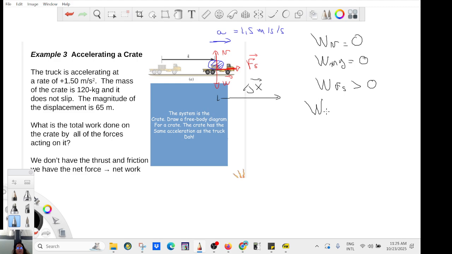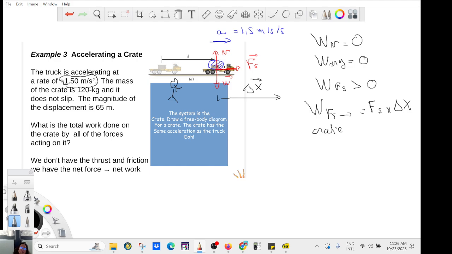So the work done by the static friction on the crate, in that case, is going to be positive because it's the force that makes it move forward relative to someone watching here, for example. So it's going to be the static friction times the displacement. We don't have static friction, but we have the acceleration. Yes, very good.